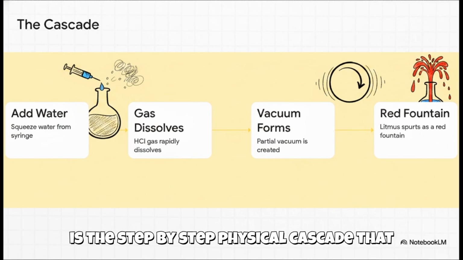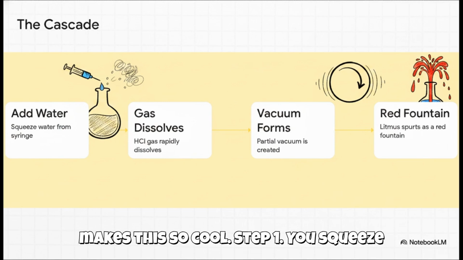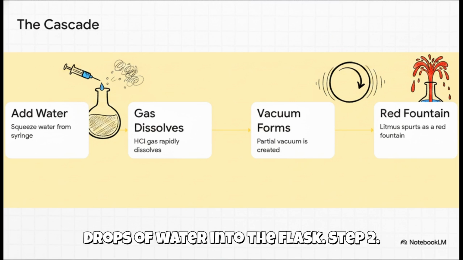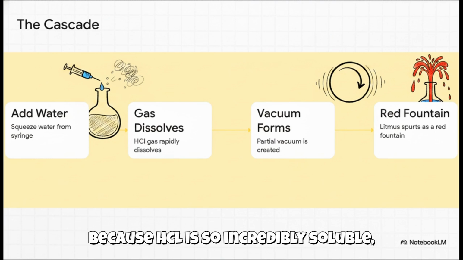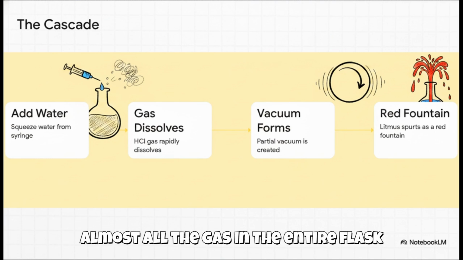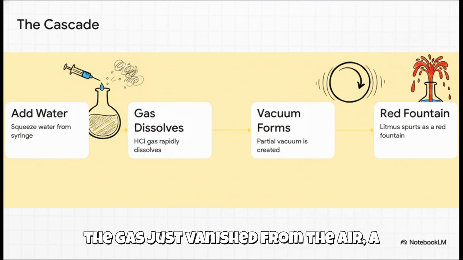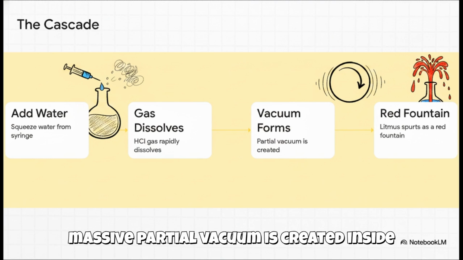Okay, here's the step-by-step physical cascade that makes this so cool. Step 1. You squeeze the small syringe, injecting just a few drops of water into the flask. Step 2. Because HCl is so incredibly soluble, almost all the gas in the entire flask instantly dissolves into those few little drops of water. Step 3. Because the gas just vanished from the air, a massive partial vacuum is created inside the flask.